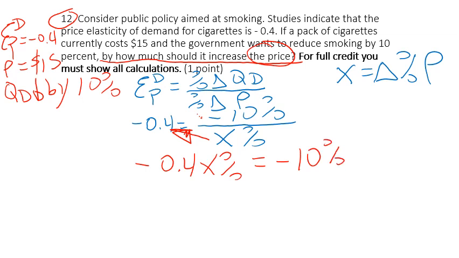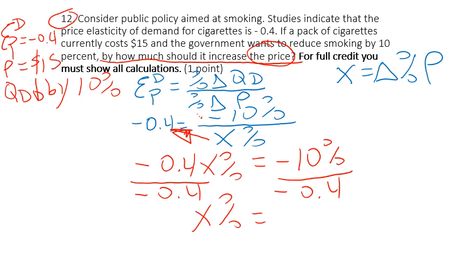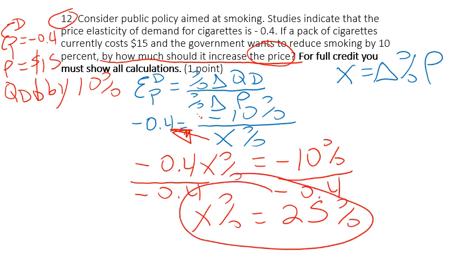I'm kind of taking liberties with this math, right? And then we divide both sides by negative 0.4, and we get X percent is equal to 25. So the answer is the price should go up by 25%.